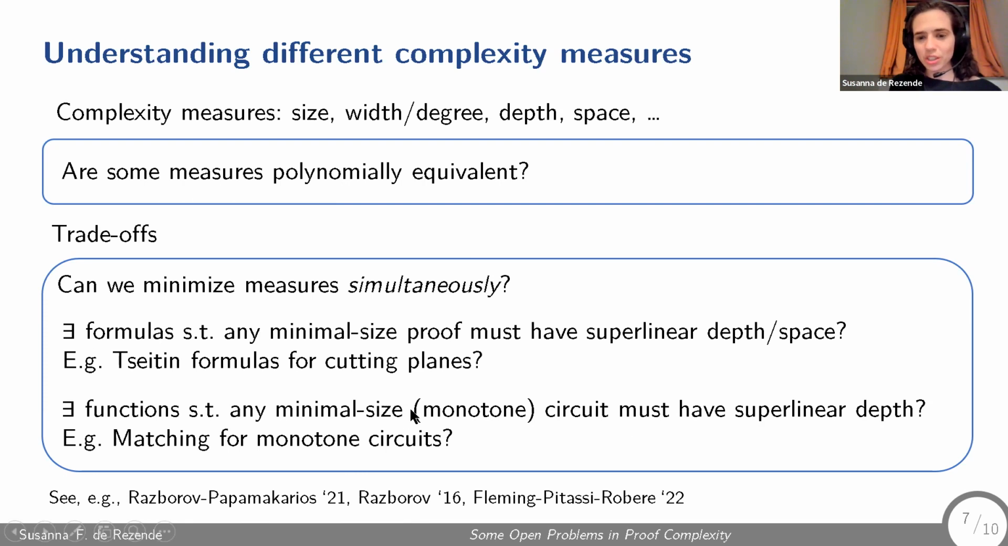And a similar question for circuits can be asked. Are there functions such that minimal size circuits require superlinear depth? For example, matching might be such a function. We only have a quasi-polynomial lower bound. Could it be that there is a quasi-polynomial upper bound, but it also requires quasi-polynomial depth?